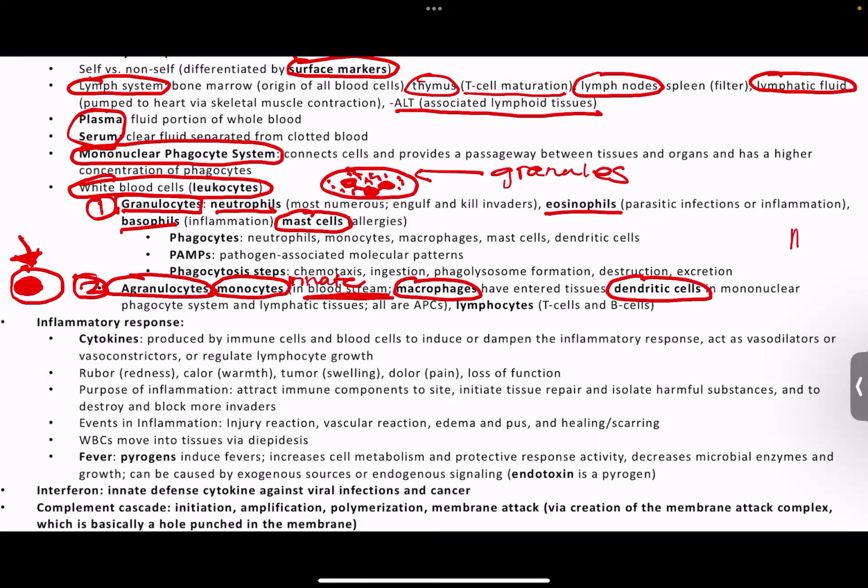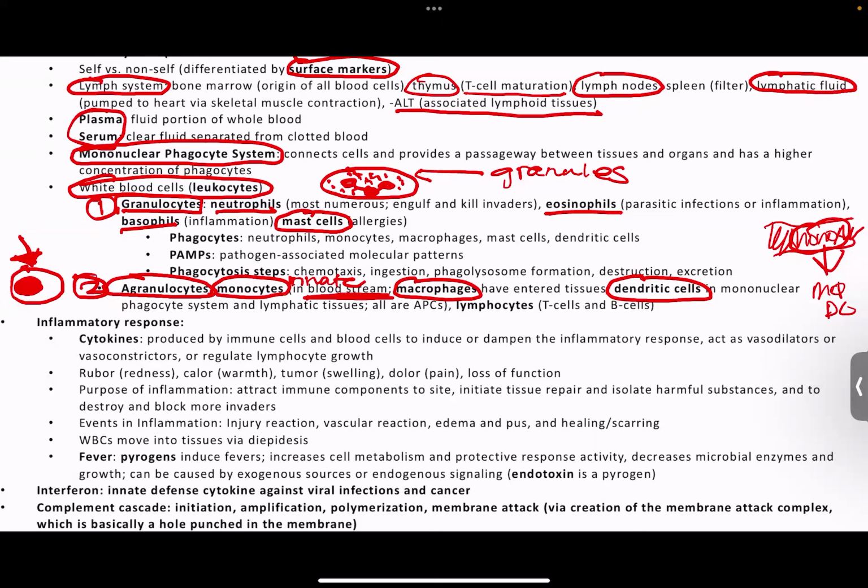So you have a monocyte that's in the blood. Once it moves out of the blood, it either becomes a macrophage or a dendritic cell. Dendritic cells are usually going to be in the skin, and the macrophages are in other tissues in the body. So we have alveolar macrophages in our alveoli in our lungs, for example.